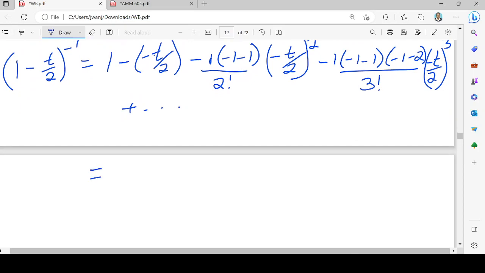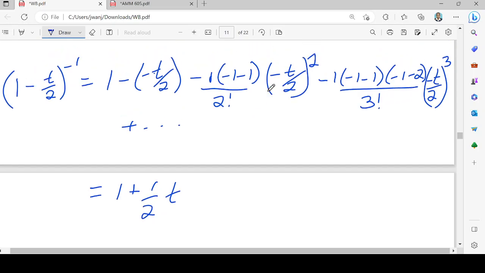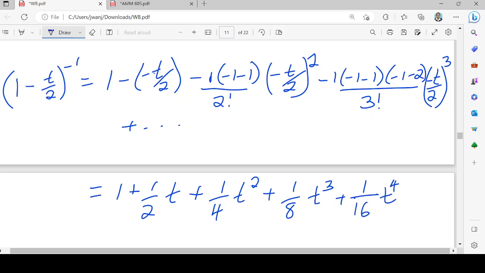So that we get 1 minus, this will now be plus a half t. Then minus 1 is minus 2. So minus 2 times minus 1 becomes positive 2. 2 divided by 2 factorial is 1. So this becomes plus 1 over 4 t squared. And similarly, the next term becomes 1 over 8 t raised to the power of 3, and so on. If we work out the same way, the next one will be 1 over 16 t raised to the power of 4, and 1 over 32 t raised to the power 5, and so on. This is the moment generating function.